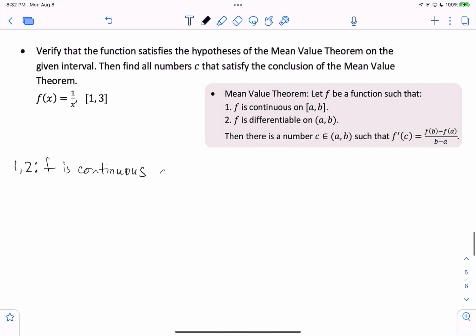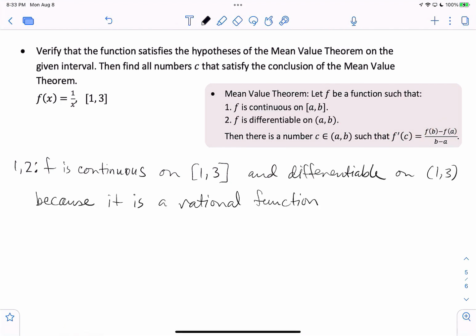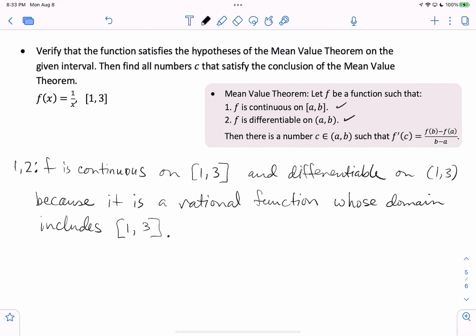f is continuous on the closed interval from 1 to 3 and differentiable on the open interval from 1 to 3 because it's a rational function, and we know rational functions are continuous on their domain, so we need to say something about the domain, whose domain includes the closed interval from 1 to 3, right? The only number not in the domain of f of x equals 1 over x is 0. So we've satisfied 1 and 2.